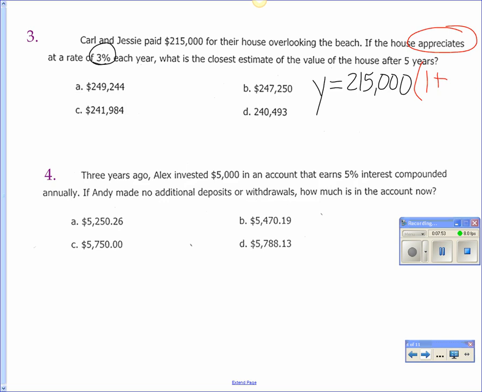Jack, what is 3% as a decimal? Good. 0.03 to the x. Okay. All right, Shakira, what's the question asking for? Good. Where do you think I'm going to put the 5? Good. So 215,000, 1.03 to the 5th power.